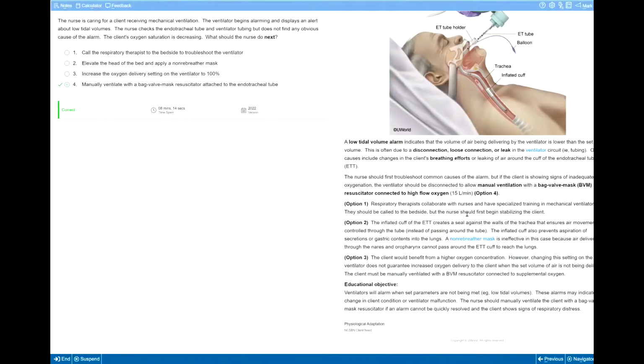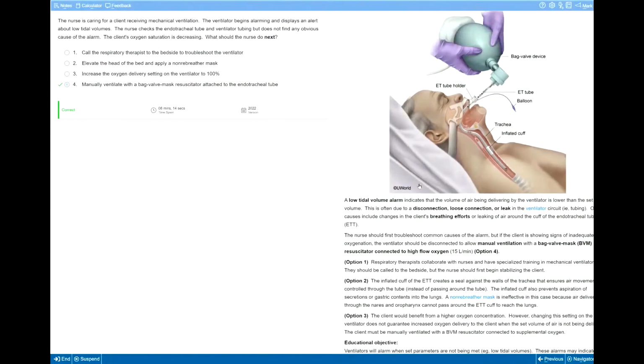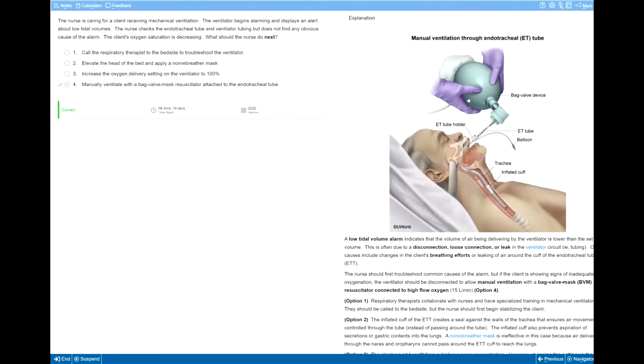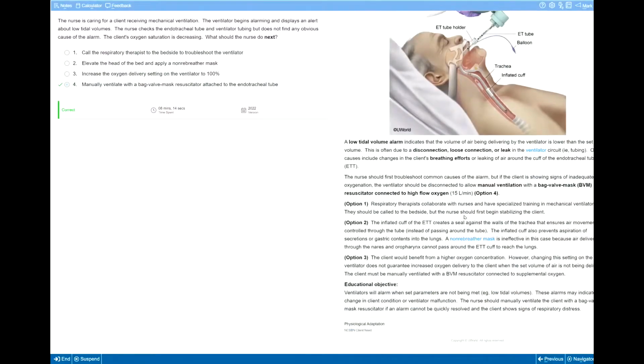That brings us next to our other option, which is increasing to 100% oxygen. While we want to get as much O2 into our client as we can, if the ventilator is not able to deliver the volumes that it's set at, it doesn't matter how much oxygen we put in, it's not going to do anything for our client. So at the end, we want to make sure we are ventilating, so we are going to manually give breaths with our bag valve device attached to some oxygen here.